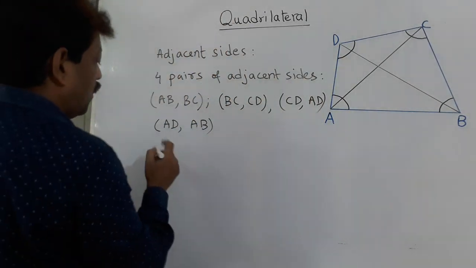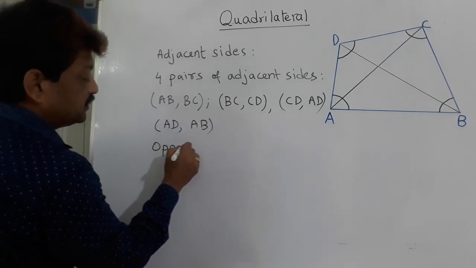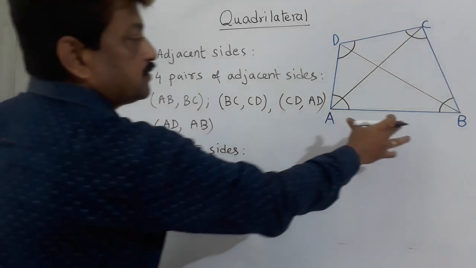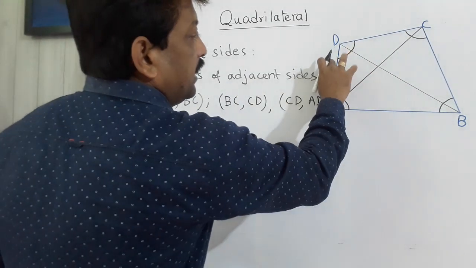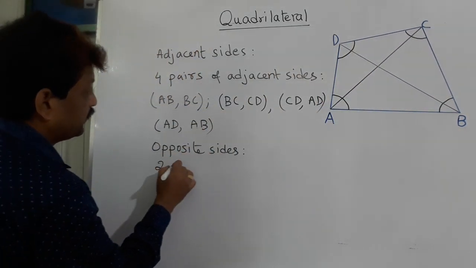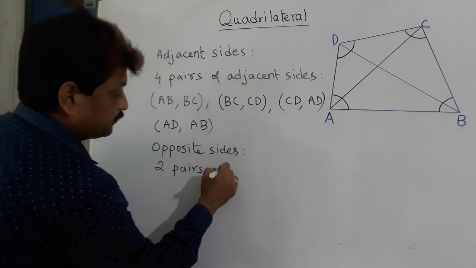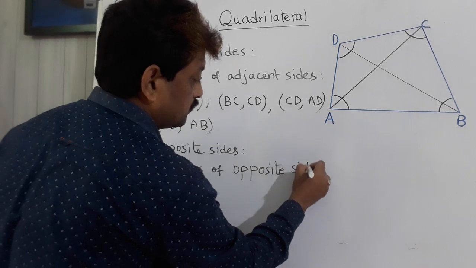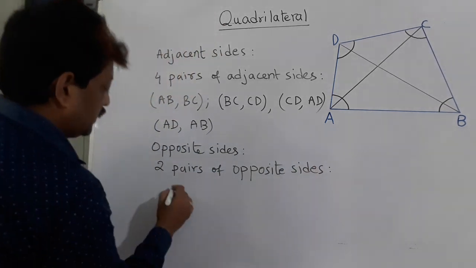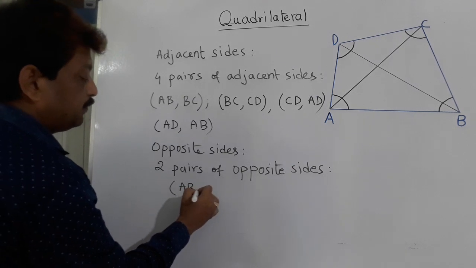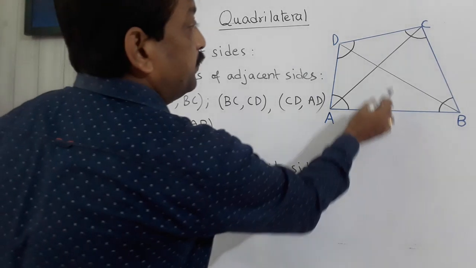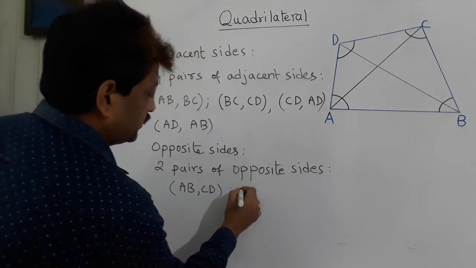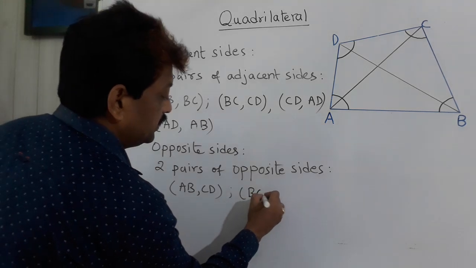Understood? Now opposite sides. How many pairs of opposite sides? There are two pairs: AB and CD, AD and BC. That is, AB and CD are opposite sides. Similarly, BC and AD are also opposite sides.